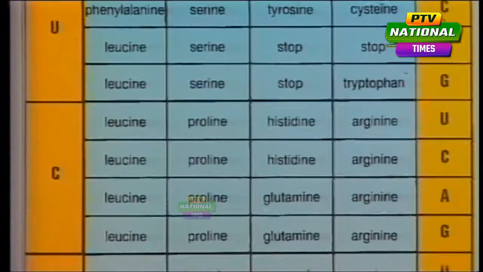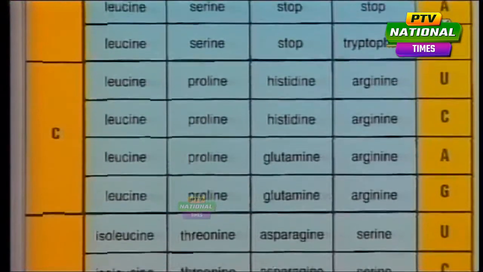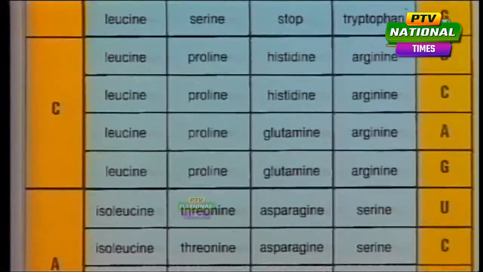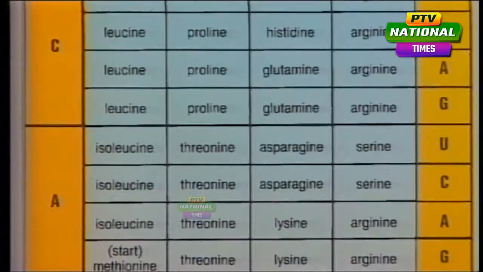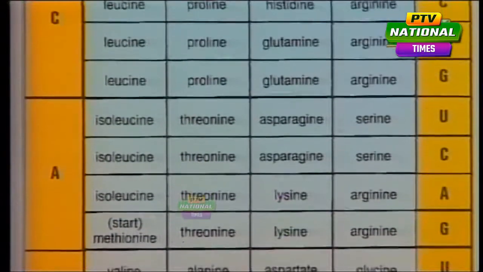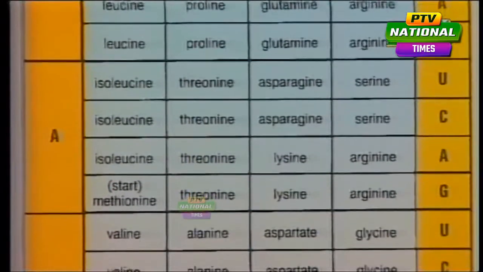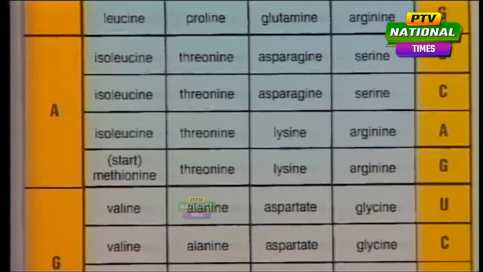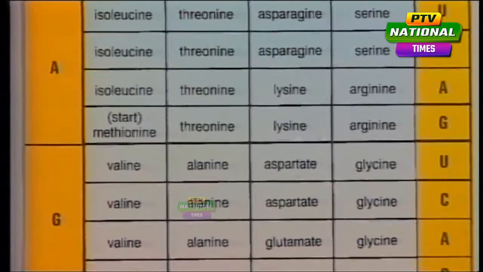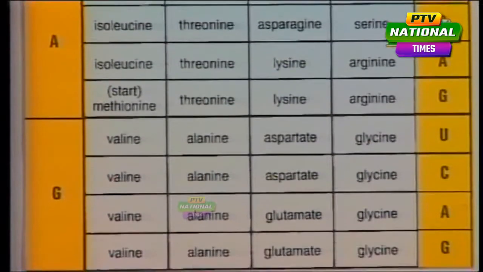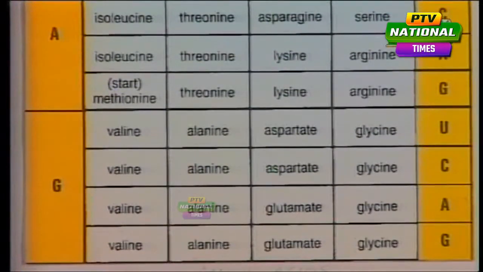Now, if one base codes for one amino acid, then 16 amino acids remain without codes. If 2 bases code for one amino acid, then there will be 16 codes, and again, 4 amino acids have no codes. If 3 bases code for one amino acid, then the codes are sufficient for 20 amino acids. This is the reason why the genetic code is called the triplet code.